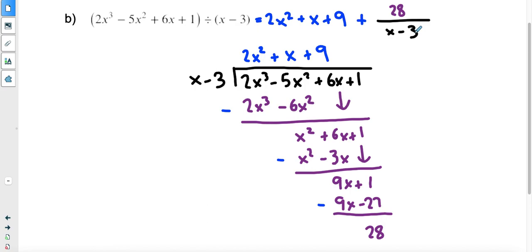So in this video, we looked at a couple different examples of how we can use long division to divide polynomials.